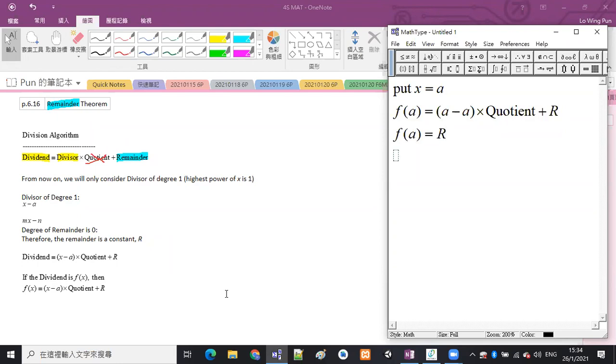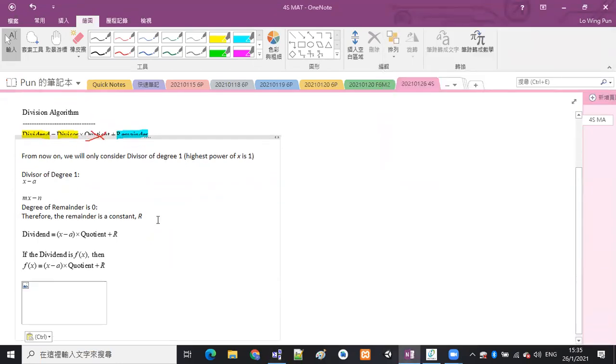Okay, which means that the remainder is calculated by f(a). Okay, so this one is the remainder. Remainder is equal to f(a).